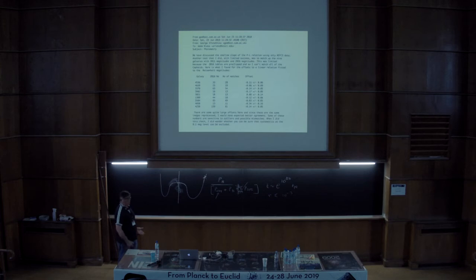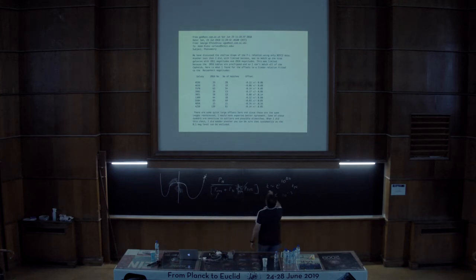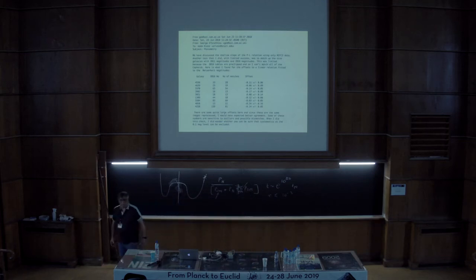Okay? A 0.1 magnitude offset is enough to resolve the discrepancy. In one case, there's over a 0.3 magnitude offset. So I'm skeptical about the Cepheid photometry.